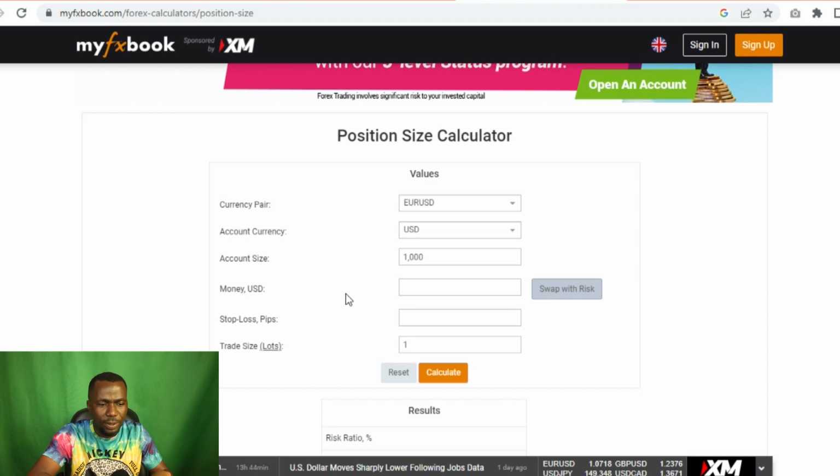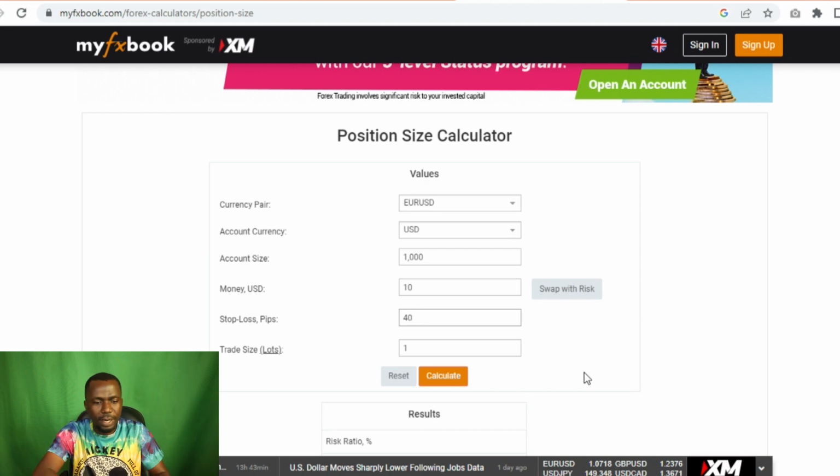That is the money USD. You are going to write down the amount of money you want to risk in this trade. Remember, your capital is $1,000. So how much do you want to risk per trade? So let's say you want to risk $10 per trade. Now what is your stop loss, right? What is your stop loss? How many pips do you want to risk as your stop loss? So let's say you want to risk like 40 pips, right?